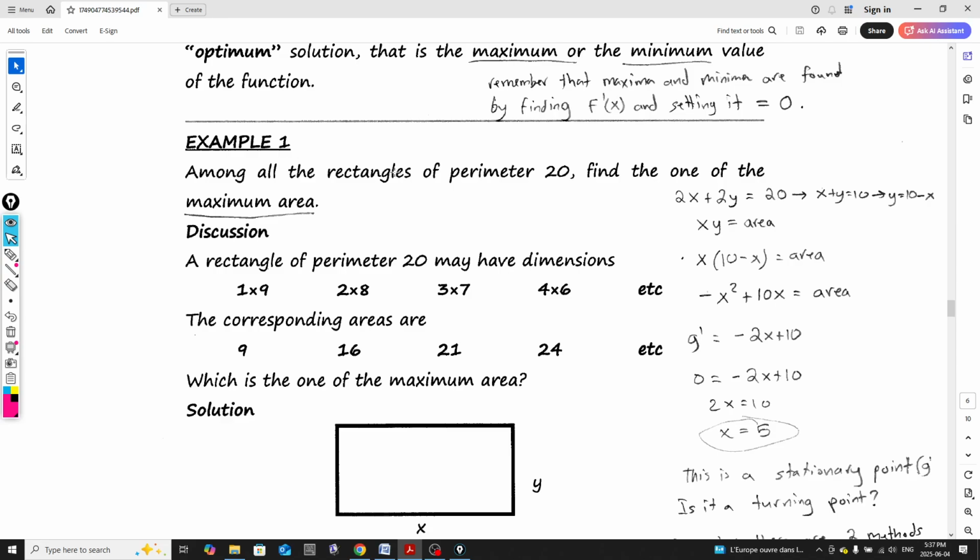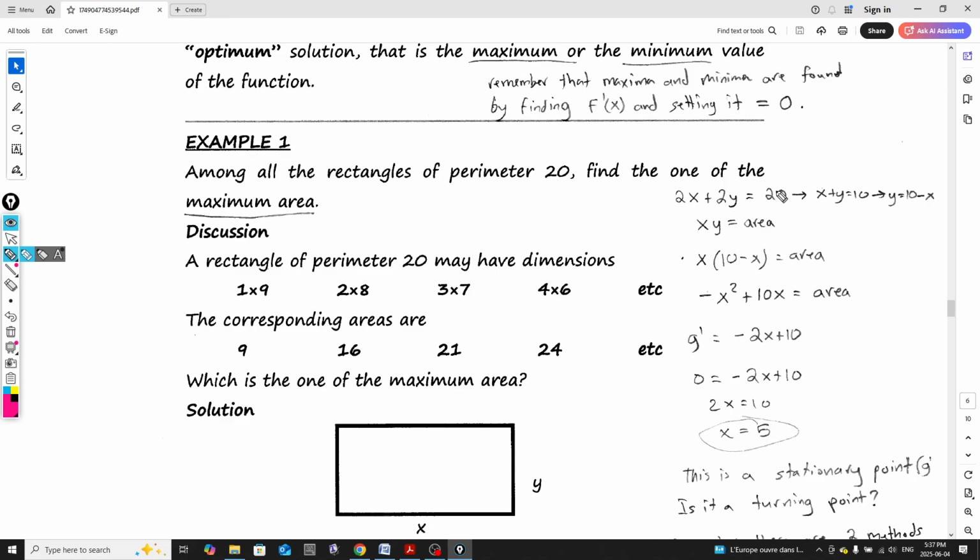Essentially, among all rectangles of perimeter 20, maybe I'll just draw a rectangle. Actually, it's right down here. There's a rectangle with perimeter 20. That means that if one side is x and the other side is y, then the perimeter is going to be 2x plus 2y, and here it's equal to 20. That's what I have right here. Find the one of the maximum area. I know that area is just going to be x times y.